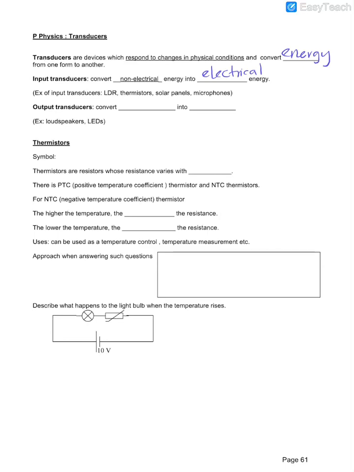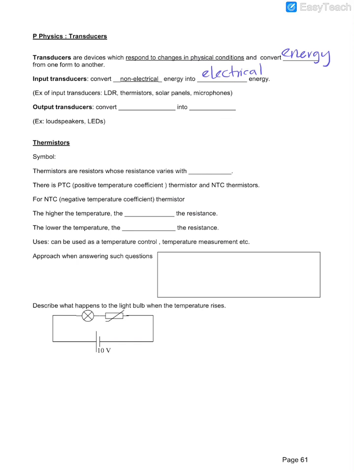Okay, so I'm talking about transducers. So what are transducers? They basically respond to physical conditions, which convert energy from one form to another. So input transducers convert non-electrical to electrical. The easiest example is solar. Solar takes solar energy, then what does it do? Convert to electrical. So that's called an input transducer.